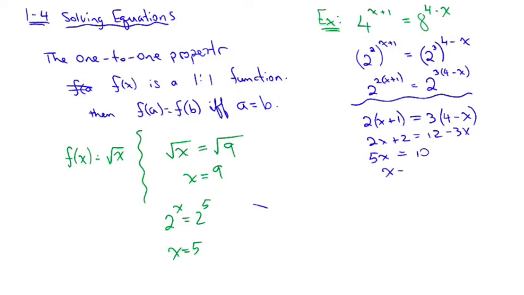Oh, cool. I made this up and it actually comes out as a nice answer. Usually it would come up as an ugly fraction. So when x is equal to 2, these two sides have to be equal to each other. And you can check it.